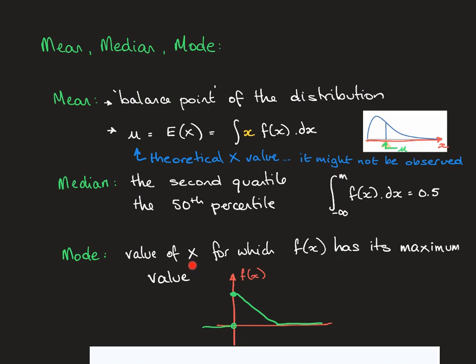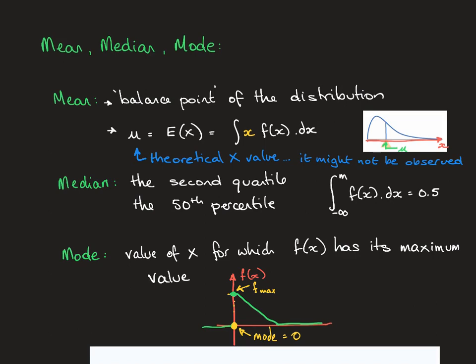The mode is the x value for which the function has its maximum value. So for this density curve here, the mode is the x value that sits underneath where the function has its maximum. So this is the function maximum, and that value there is the mode. In this case, the mode is equal to 0. Don't get tricked into writing the maximum function value. You're actually looking for an x value, that is the mode.